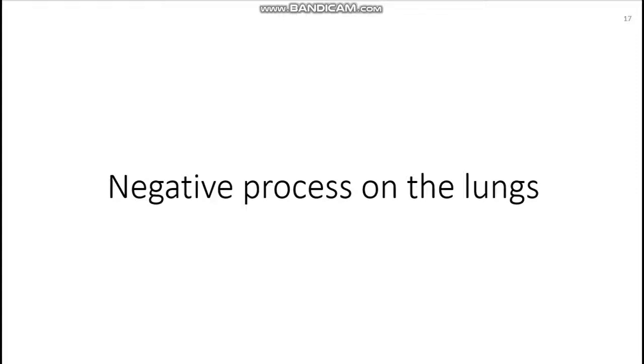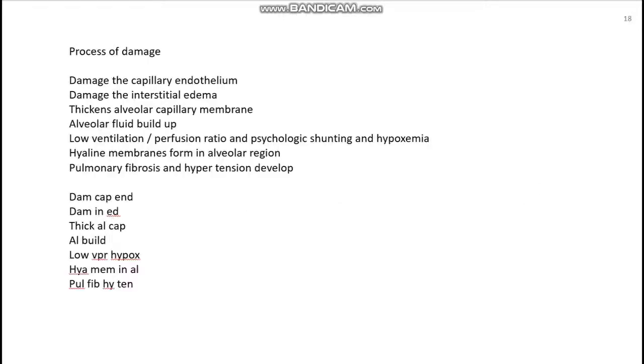Negative process on the lungs. Process of damage. Damage the capillary endothelium. Damage the interstitial edema. Thickens alveolar capillary membrane. Alveolar fluid buildup. Low ventilation and perfusion ratio, physiologic shunting and hypoxemia. Then hyaline membranes form in alveolar region. Then pulmonary fibrosis and hypertension develop.